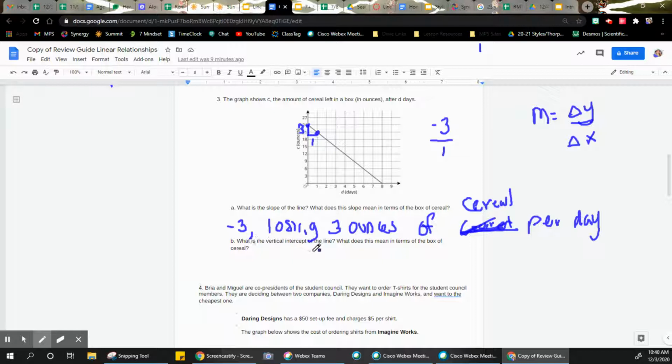What is the vertical intercept of the line? Remember, vertical intercept is another way of saying y-intercept. And what does it mean in terms of the box of cereal? Well, our y-intercept is where it crosses here on y, or our vertical intercept, and that's 24. So our B is equal to 24. And what that means is that the box starts with 24 ounces of cereal.